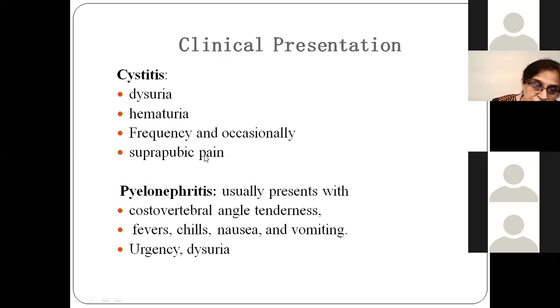So in addition to all these features, if a patient comes with costovertebral angle pain, tenderness, fever, chills, nausea and vomiting, then we should always think on the lines of pyelonephritis. And if it's a young male, you should always think that there may be an underlying pathology. There can be a stone present which has led to the development of this infection.